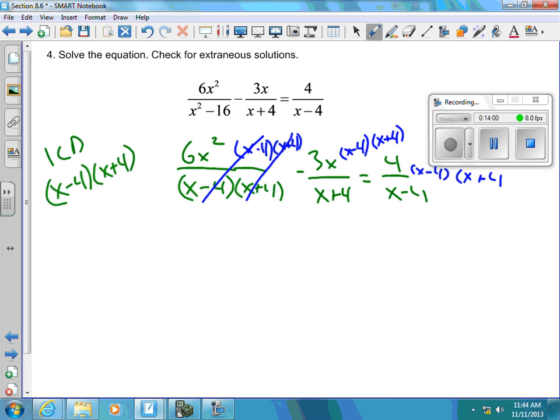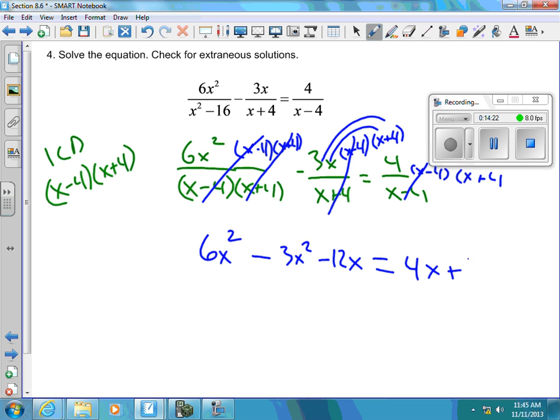We're going to get some canceling. Presumably over here, everything cancels out except for the 6x squared. On this one, we get the x plus 4's to cancel out, so we can probably distribute that to having negative 3x squared. And that would be negative 3x times 4, which is negative 12x. And over on this side, x minus 4 is canceled. And I'm left with 4x plus 16.